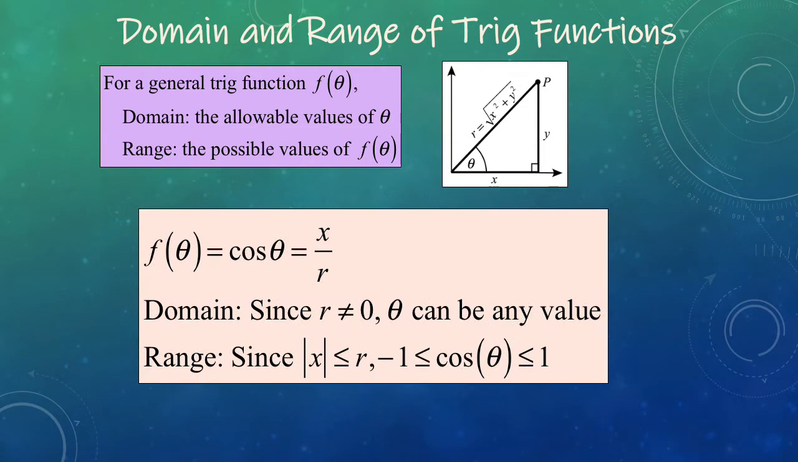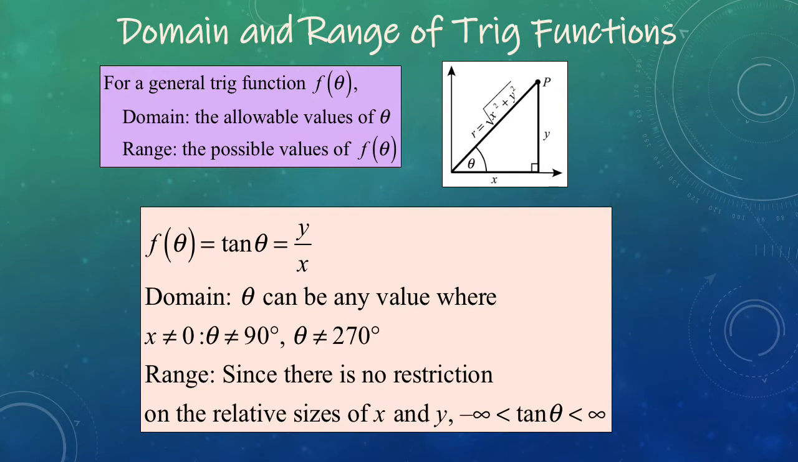For cosine theta, the exact same relationship is true as was true with sine. Cosine theta is x over r, and again, since r never equals 0, then theta can take on any value. And since cosine theta is x over r, the larger number will always be on the bottom. That means that the absolute value of x must be less than or equal to r, and therefore cosine theta must be a value between -1 and 1 inclusive.